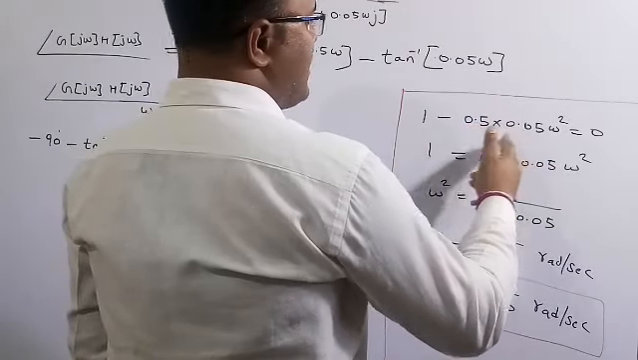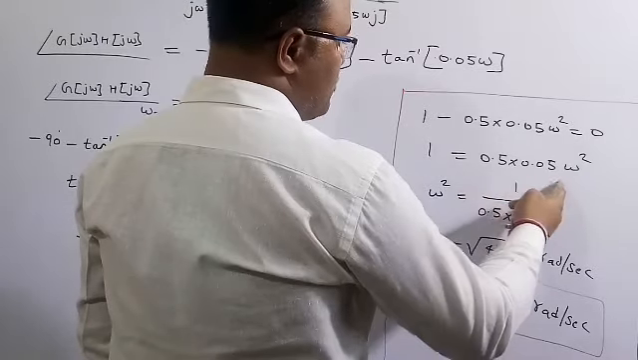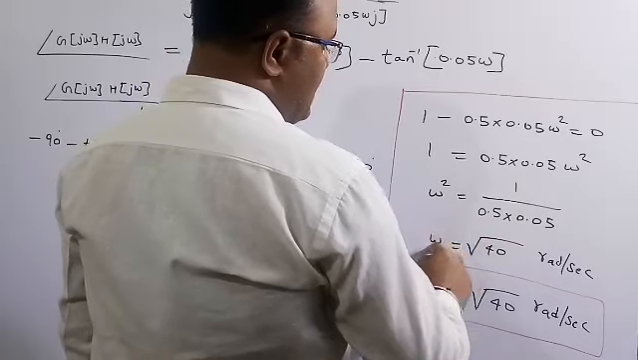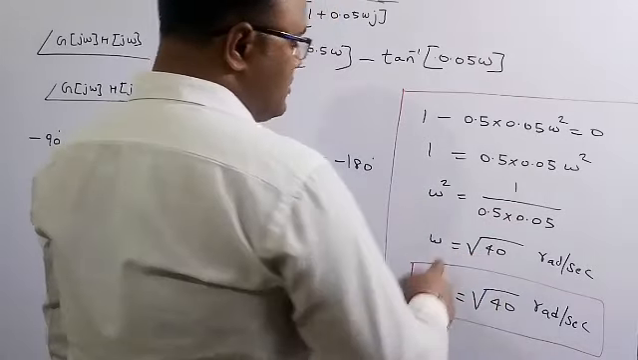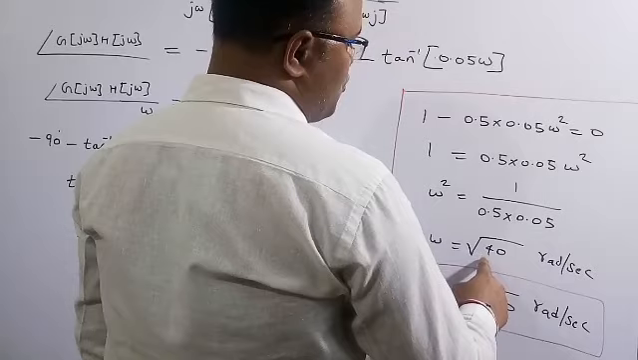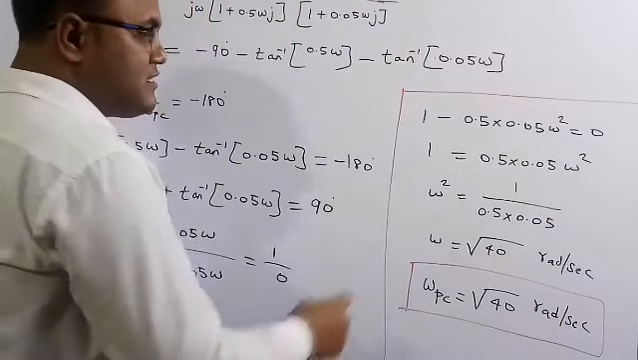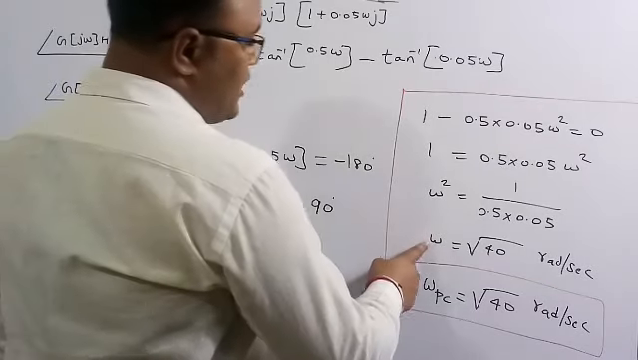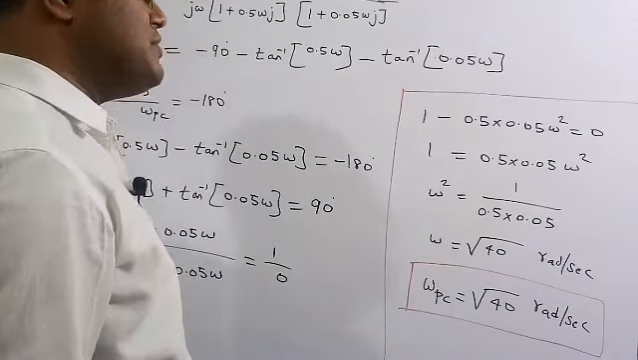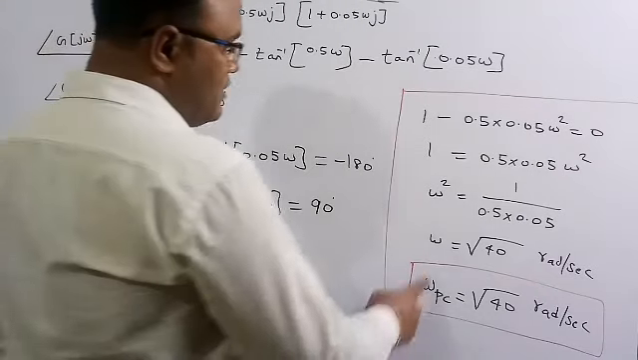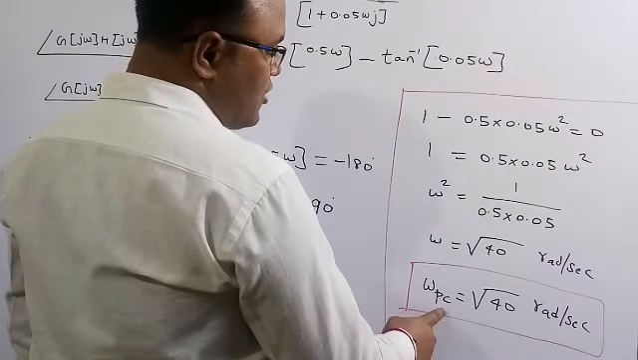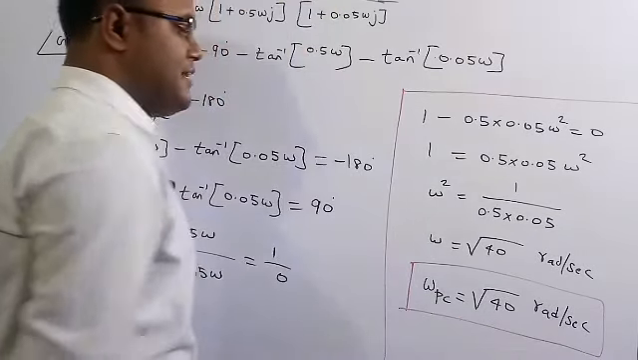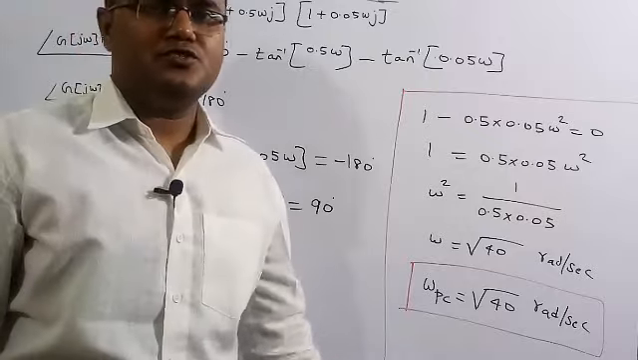So I am going to take this term to the right side, then after going to this term I am going to keep it on the left side, and then after taking the square roots, I am going to get omega equal to root over 40 radians per second. So this is the particular frequency, radians per second. At this omega we are going to get angle of G of s and H of s equal to minus 180 degrees. So therefore this particular frequency is called the phase crossover frequency. So the phase crossover frequency is root over 40 radians per second. This is the correct answer for this question.